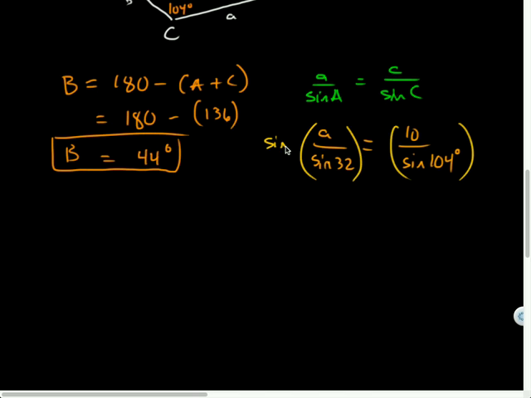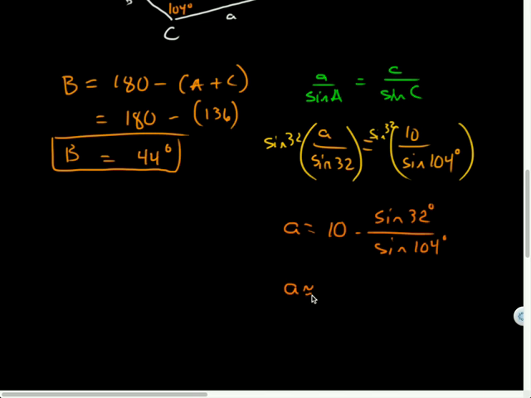Multiply both sides by sine 32. So I'm going to get a equals, I like to write it this way, 10 times sine of 32 over sine of 104. And those are both technically in degrees.